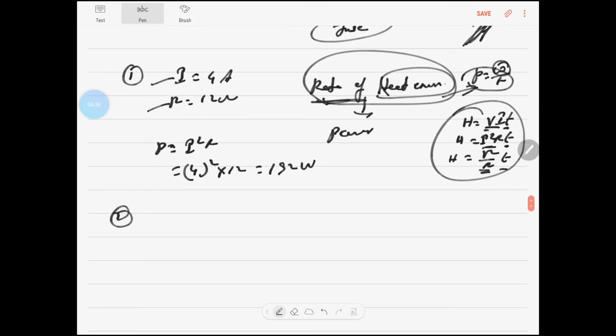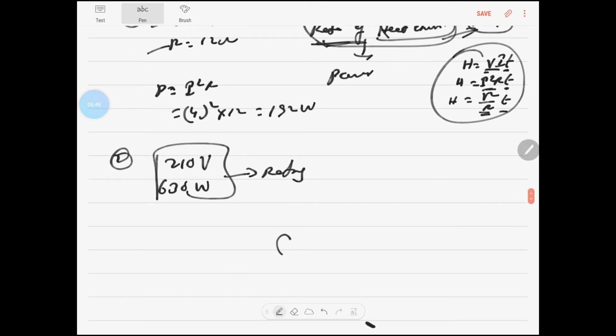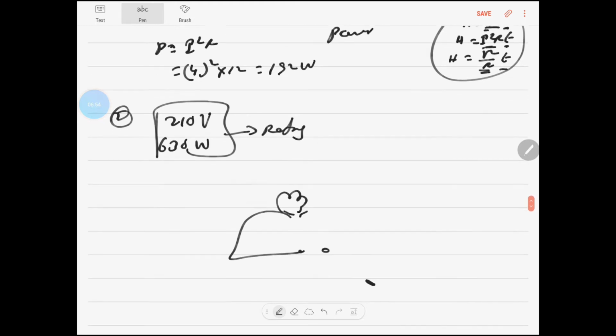Second sum. A heating element is rated 210 volts and 630 watts. It's a rating. This heating element, which has been rated like that, is connected to, incidentally, the same voltage, 210 volts. What is the resistance of the element? Okay. So you know the voltage, you can find the current. Because the question is about resistance, you can calculate the current. P is equal to VI.